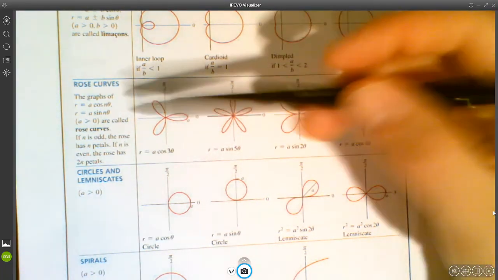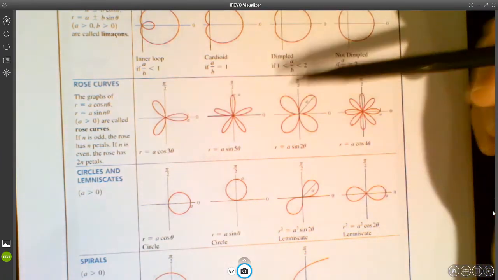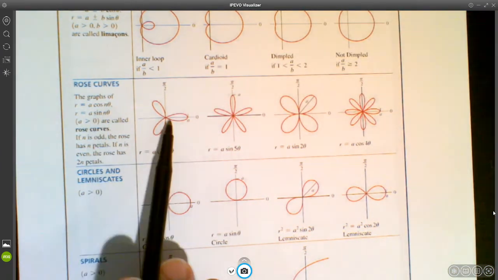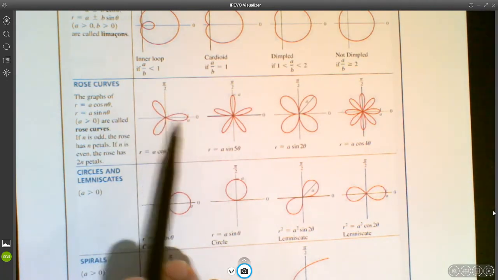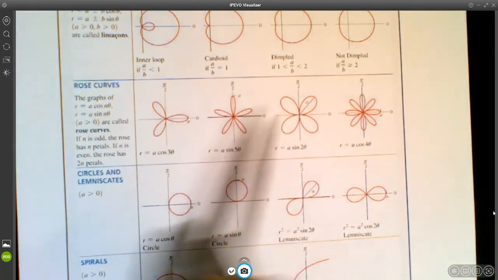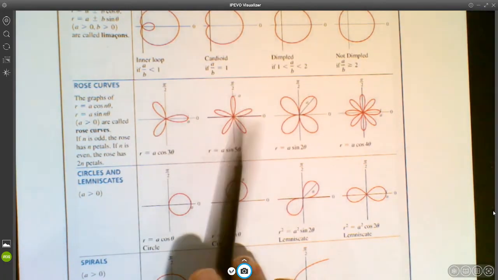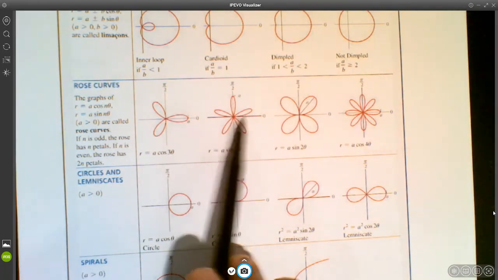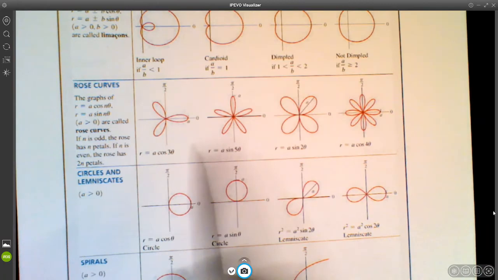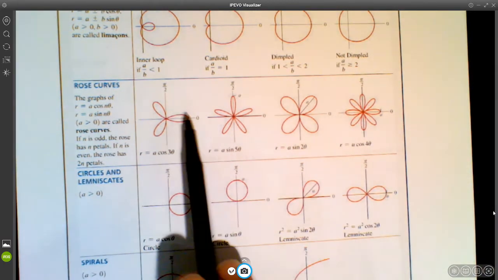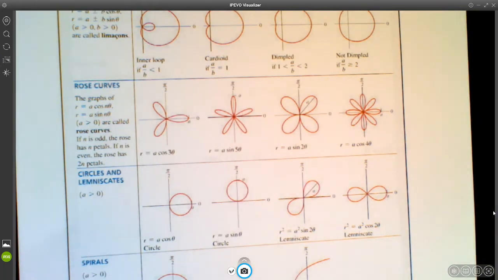And then finally, if you're talking about what's the difference between the cosine and the sine version of these things, well, if it's a cosine, then the first petal is going to open up right on the polar axis. Whereas if it's sine, then the first petal opens up kind of oblique to the polar axis, so it's not going to open up right on the x-axis. With cosine, the first petal always opens up right on the x-axis. With sine, it opens up somewhere oblique to it.